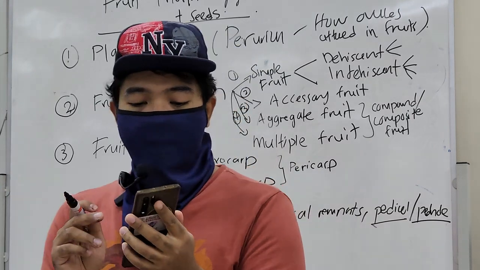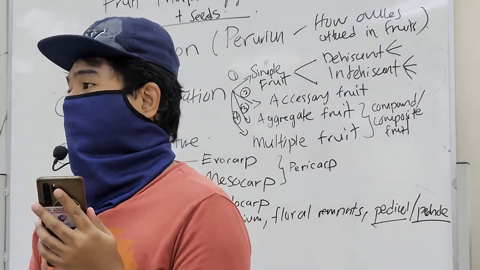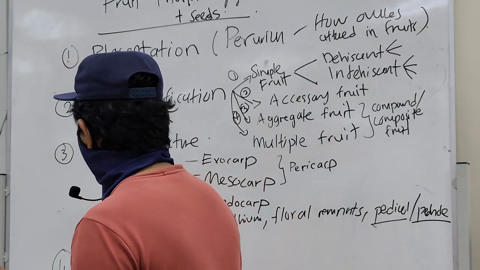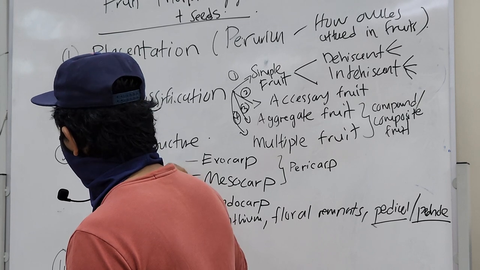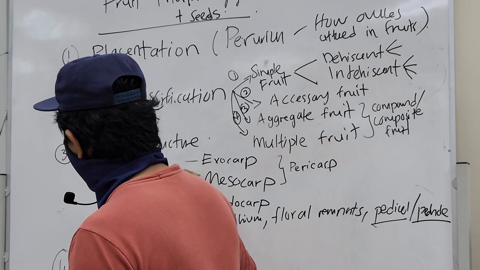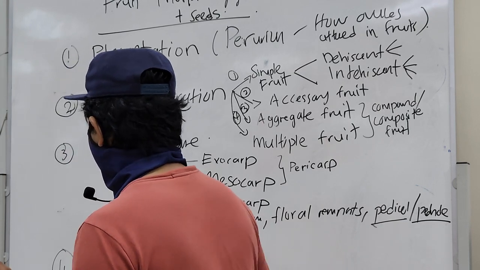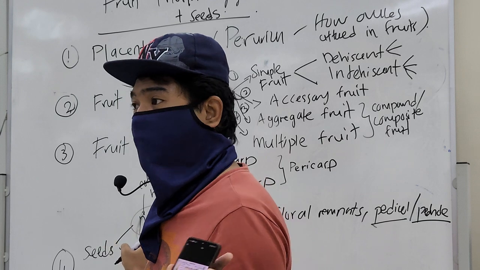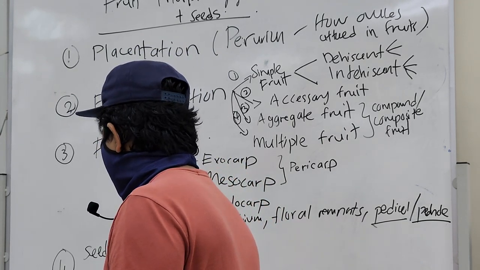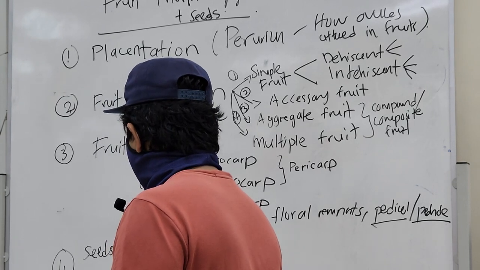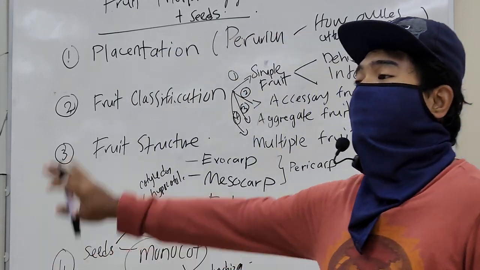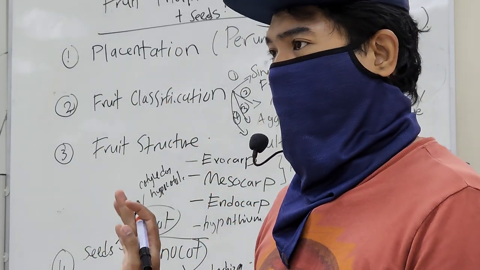Right, so have a cross section and draw the structure. For example, we need to know where the cotyledon is. The important structures are the cotyledon, the hypocotyl, and so on. Monocot, for example, has structures that dicot does not have, for example the coleoptile and also the coleorhiza. That is all that you need to draw.